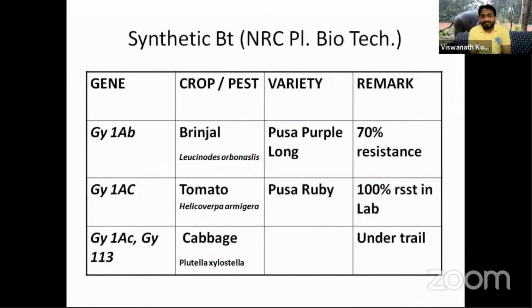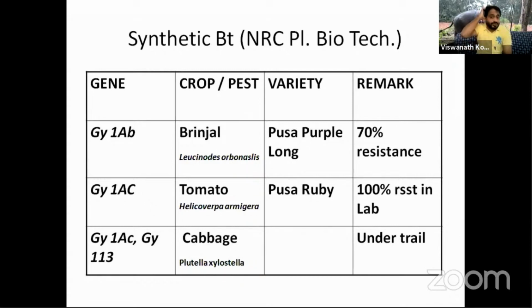So what is synthetic BT? This Cry1AB is similar to Cry1AB, but this is not directly taken from the bacteria. The sequence of the gene is synthesized in the lab. So this is synthetic BT. The gene sequence is the same, but it is not taken from the bacteria. The gene sequence is artificially synthesized in the laboratory.